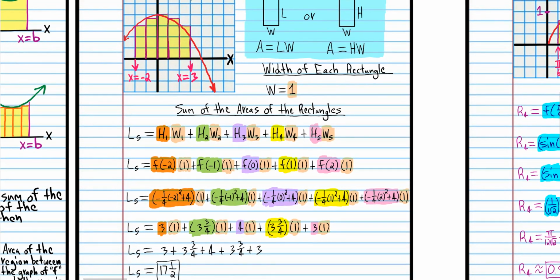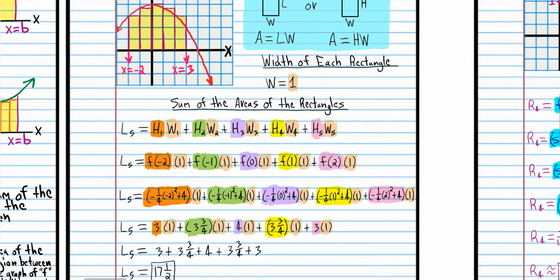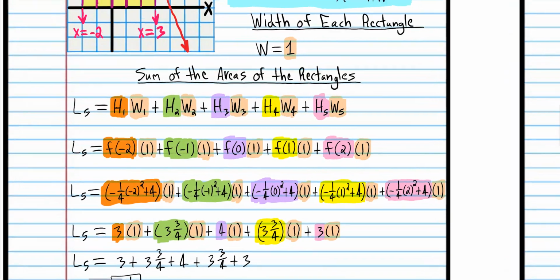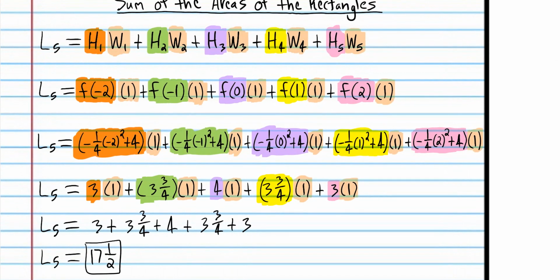And I know it might be kind of hard to see this, but I'm going to try to keep that graph in the window. And we plugged in 1 in the yellow expression and 2 in the pink expression. So again, the orange, green, purple, yellow, and pink, those are the heights of the rectangles. And the light orange color is the width. The width is the same for all of them.